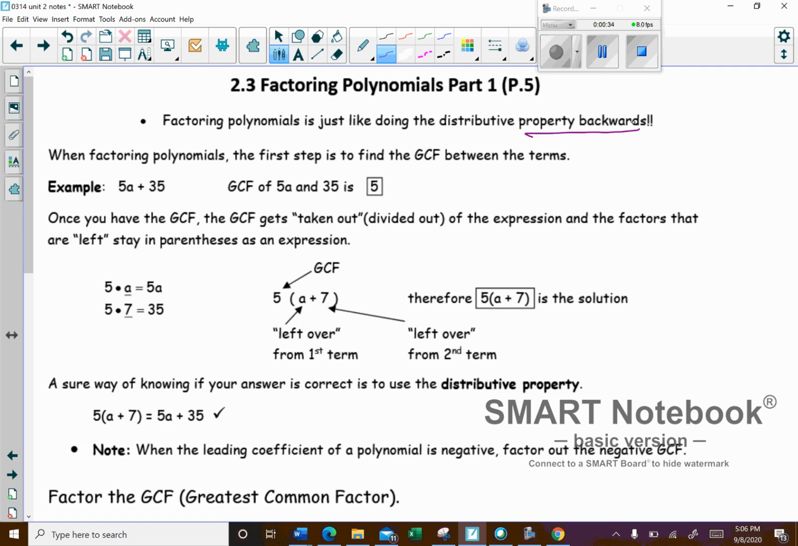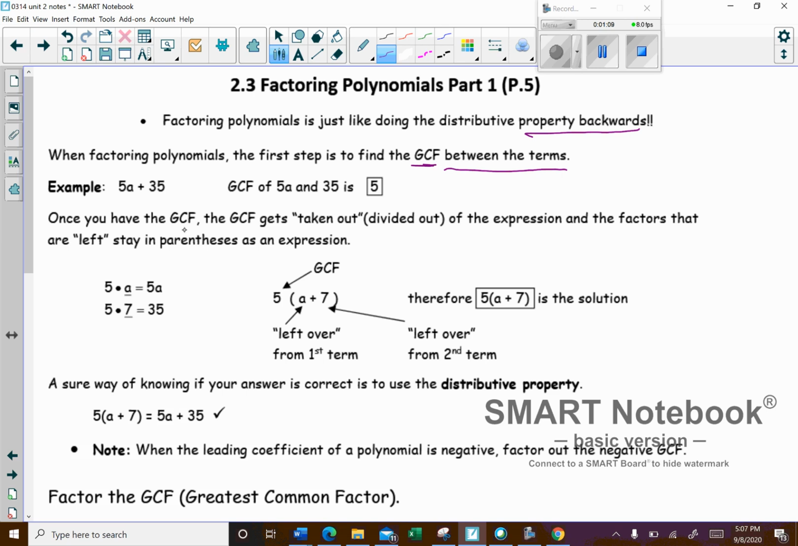Okay. So when factoring a polynomial, the first step is to find the greatest common factor between the terms. To make that easier to understand, you're basically looking for what would divide evenly into all the terms. If you look at 5a plus 35, what divides evenly into 5 and 35? That would be 5. That is the greatest common factor.